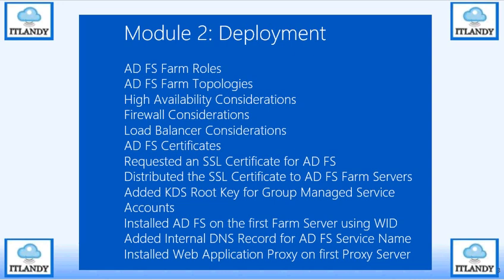a couple of videos. So we will cover ADFS farm rules, topologies, HA consideration, firewall consideration, load balancer consideration. Then we move toward the certificate, the ADFS certificate, how we can request a certificate, distributing the certificate, adding the KDS root key for the managed account. Then we do the install of the first server, adding internal DNS, and then the last we'll do the web application proxy and anything related to this one. So you can see these are a few of them. Hopefully after this module you should be able to cover all these areas.